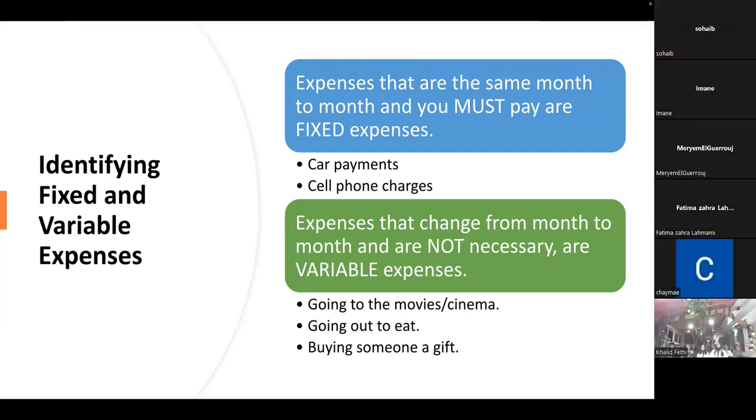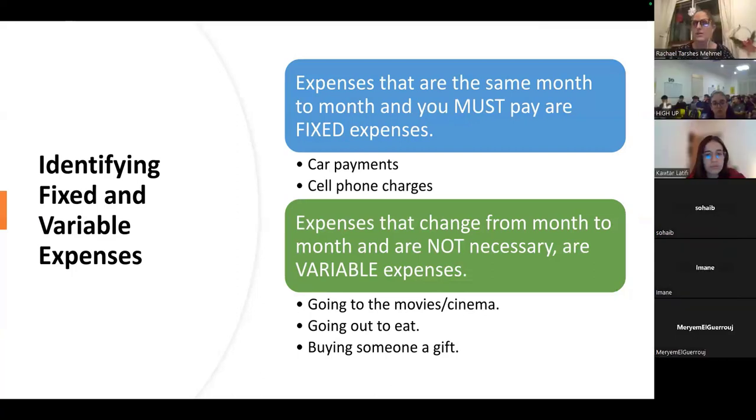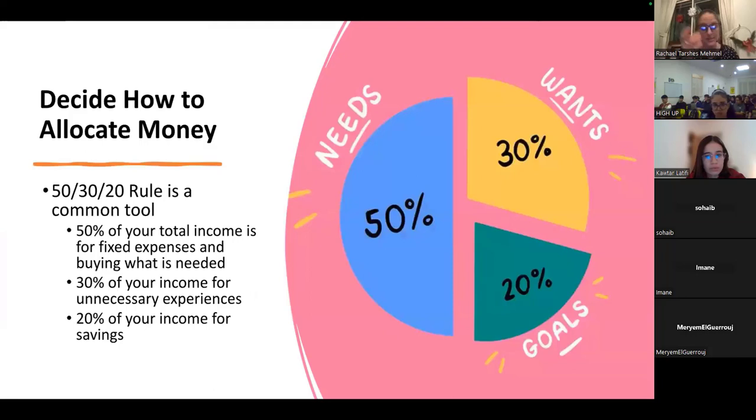Your variable expenses are going to be all the stuff that changes month to month. So going out to the movies with your friends, going out to eat, or it's your mom's birthday and you want to buy her a gift, those kinds of things that change. Now, this is the part that I was told you already know about, so that's great.